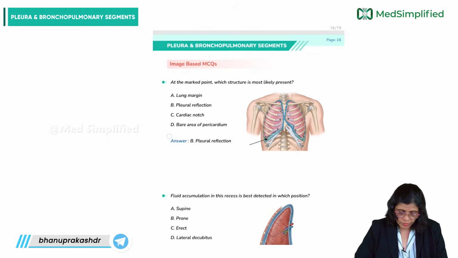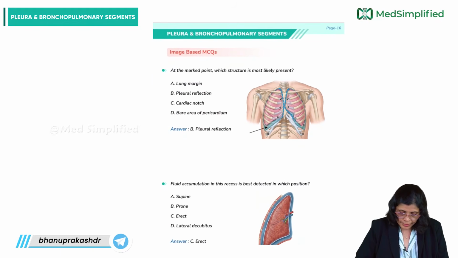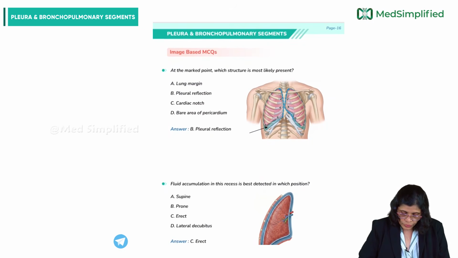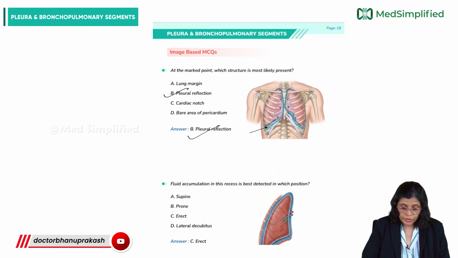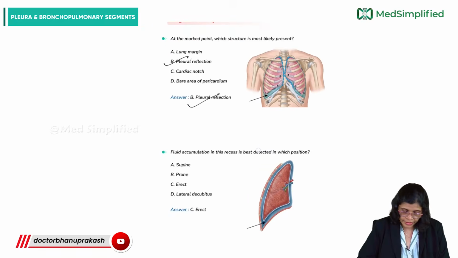Now let's solve some of the MCQs. At the marked point, which structure is most likely present? So what is present there? The pleural reflection. This is actually the costodiaphragmatic recess of the pleura. So we see the pleural reflection there.